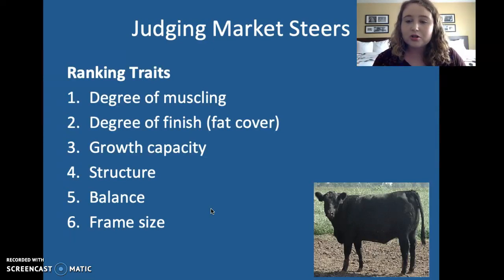The next one is structure. Is this animal able to move from the feed bunk to the water tank to the other side of the pen easily, or are they limping? Are they too straight in their hocks that they can't get up? That's also important to look for. Balance is the way that they look. You want the animal to look good from the side, to look natural, like an ideal heifer. And then also frame size. You don't want a really small frame, especially in heifers, because they have to grow a calf in them. But in market, more meat can grow on a larger frame.